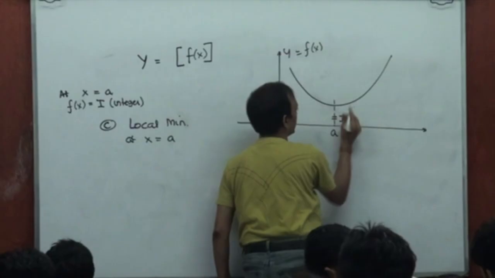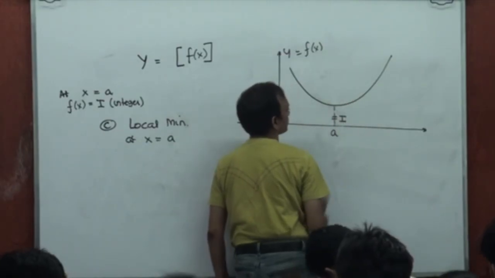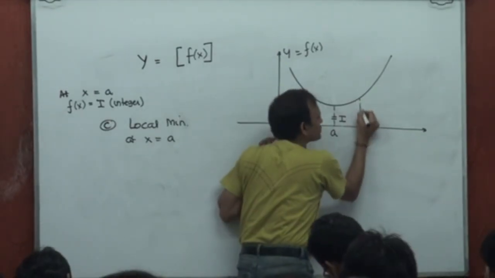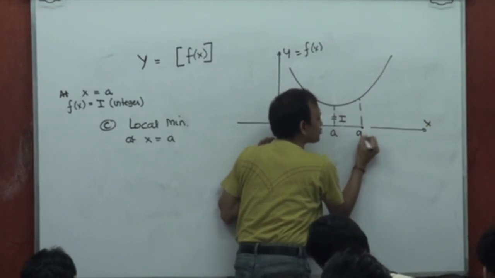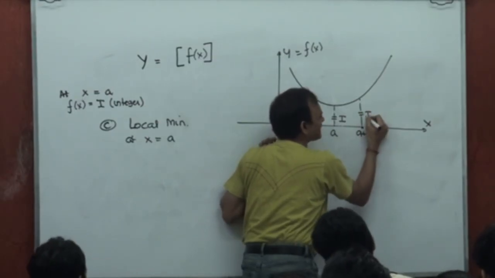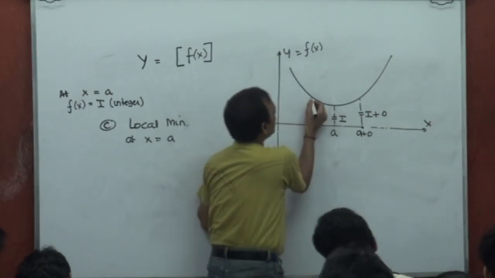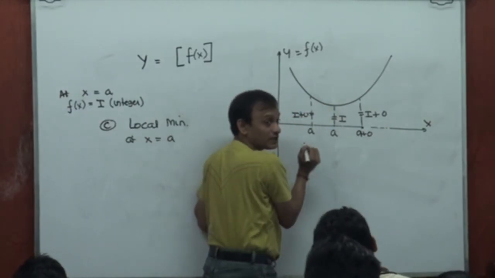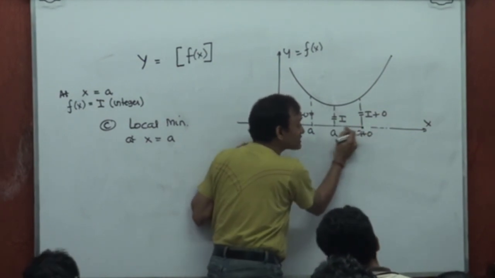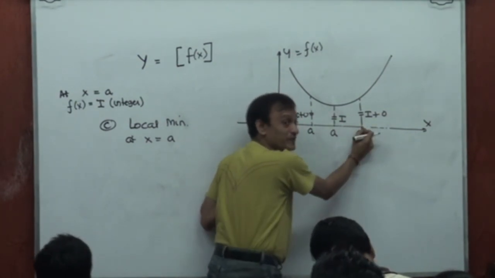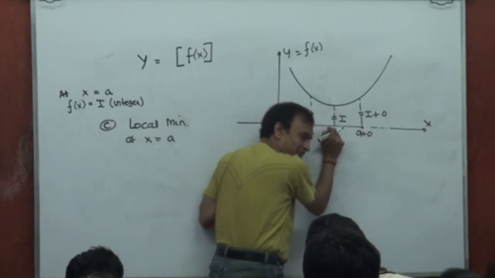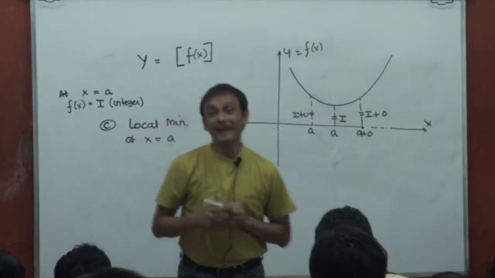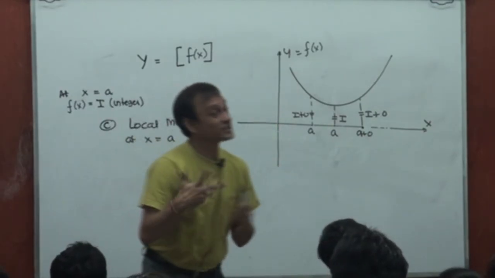At x equal to a, it assumes an integer value I and has a local minimum at x equal to a. To the immediate right of x equal to a, f(x) is slightly greater than I. To the immediate left of x equal to a, also it's slightly greater than I, which means the box of f(x) in the immediate right-hand neighborhood would be I. Box of f(x) in the immediate left-hand neighborhood of x equal to a will be I. The value of the function at x equal to a will be I, right? And therefore it is continuous at x equal to a.